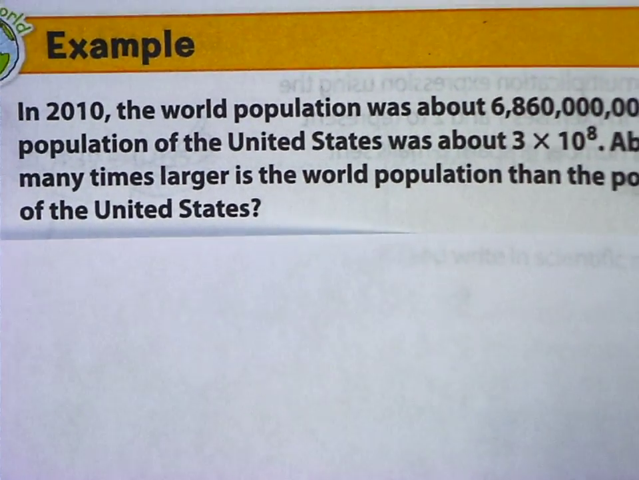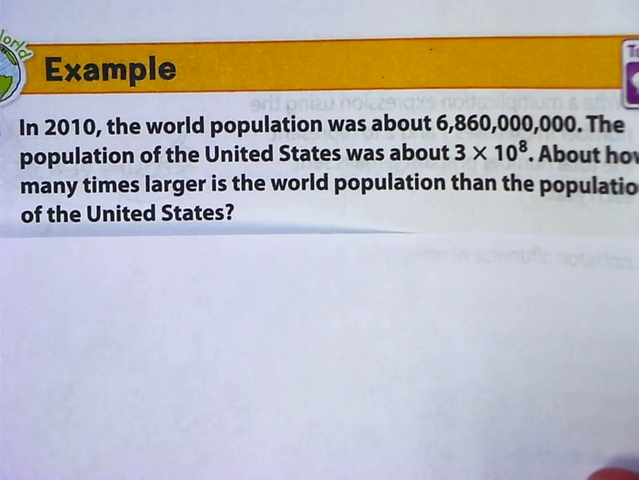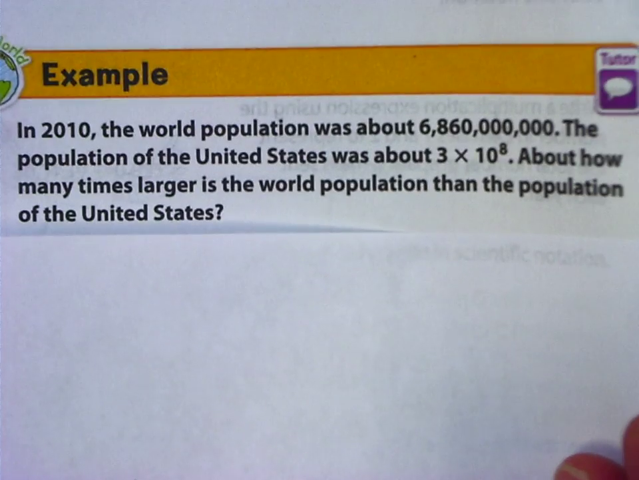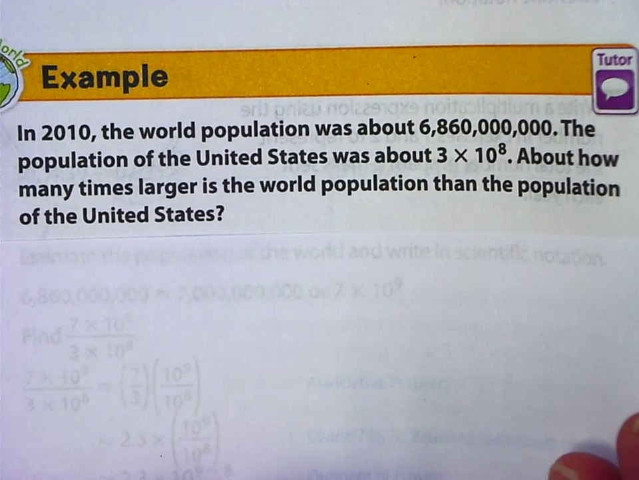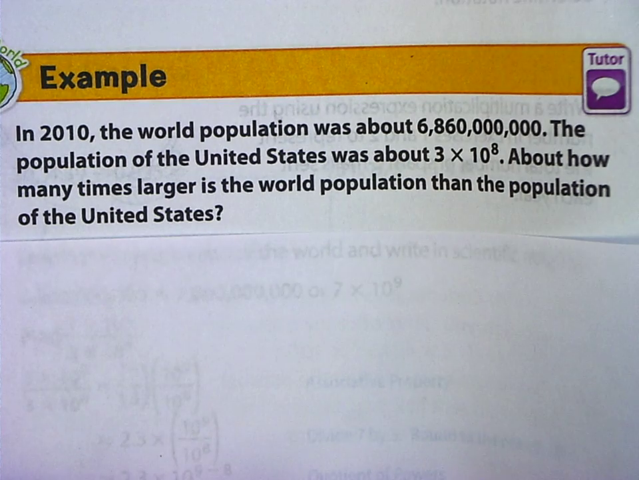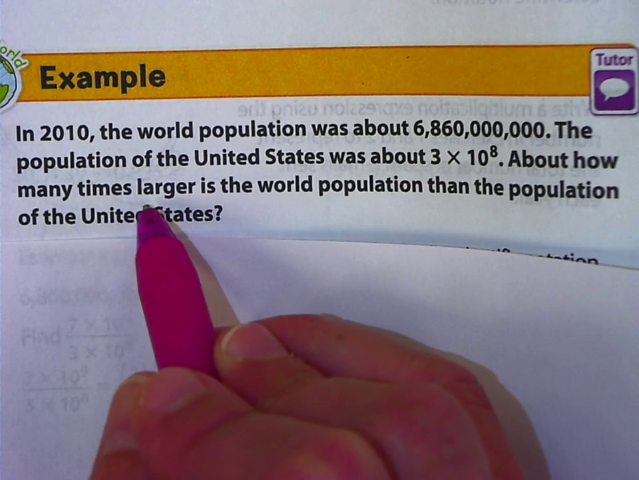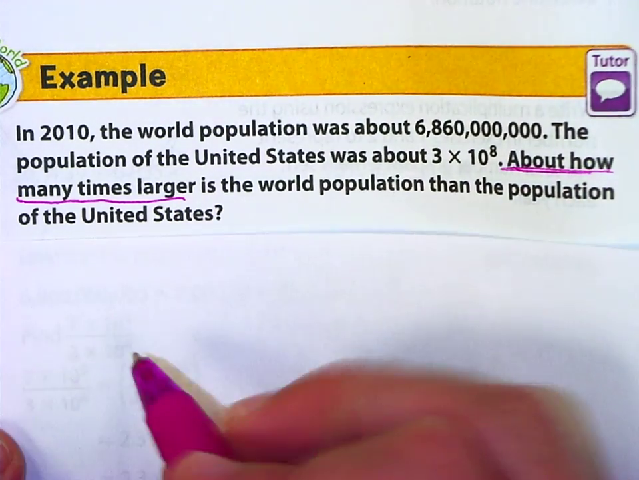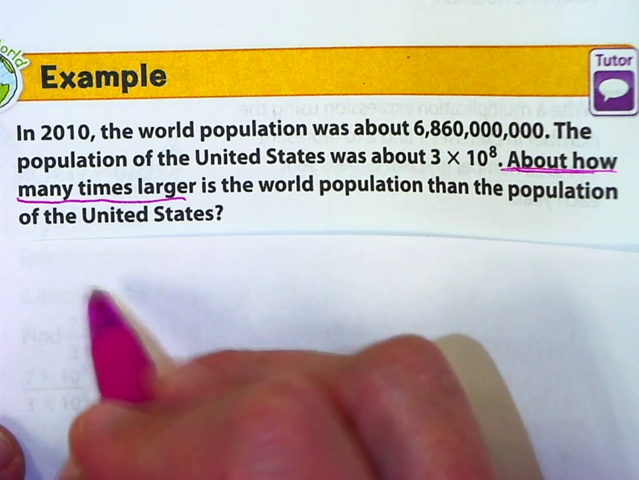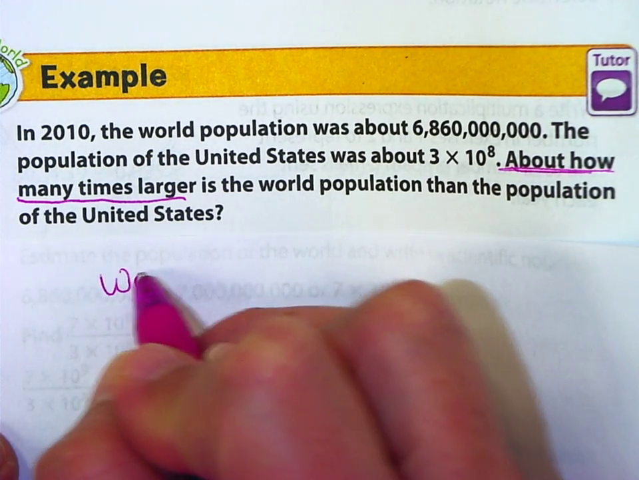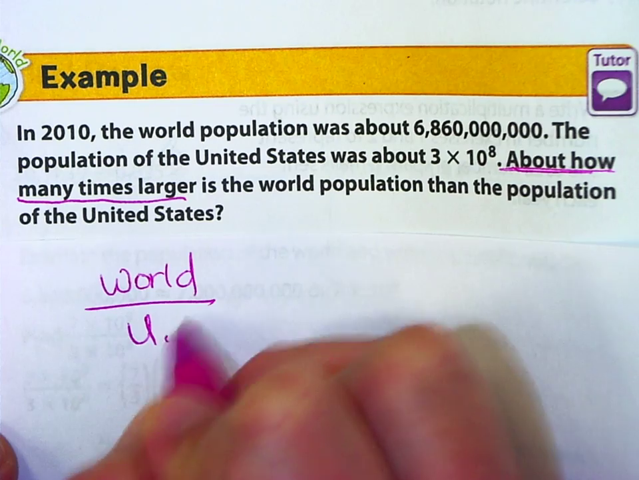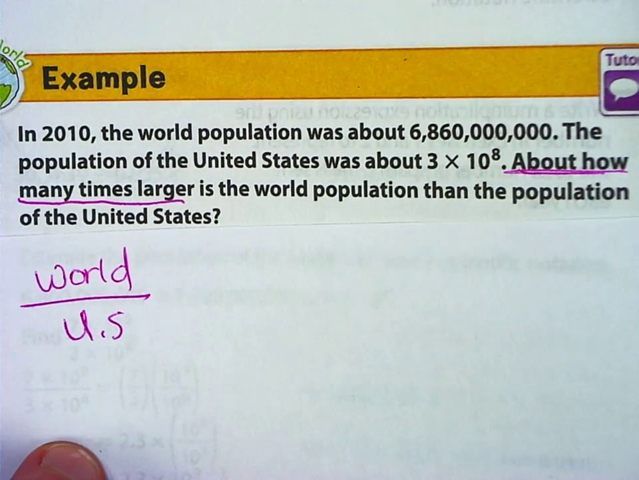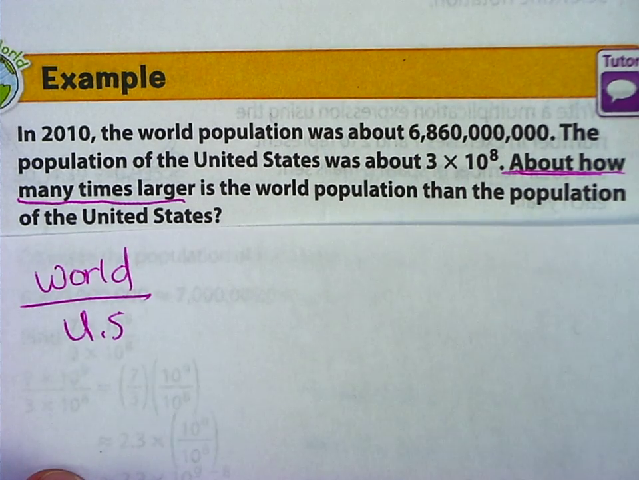Okay, so in 2010, the world population was about 6,680,000,000. The population of the United States was about 3 times 10 to the 8th. About how many times larger is the world population than the population of the United States? Okay, so because it's worded like this, about how many times larger, we're going to set up a division problem. So we're going to take the world population and divide it by the U.S. population. So now the world population is 6,780,000,000.